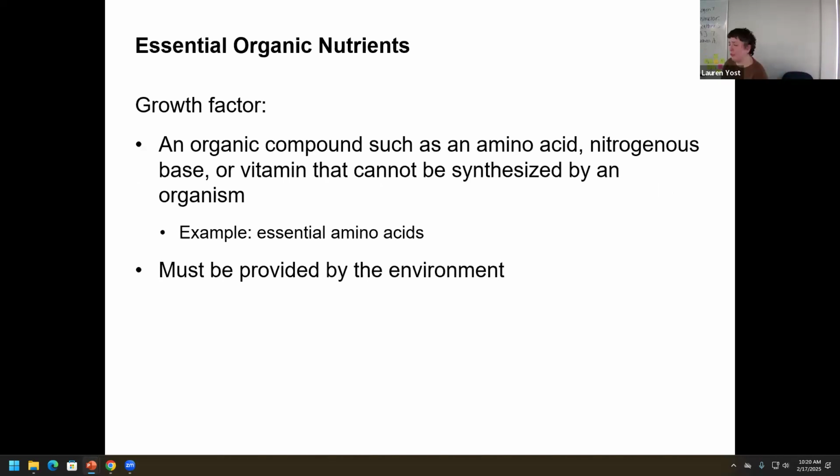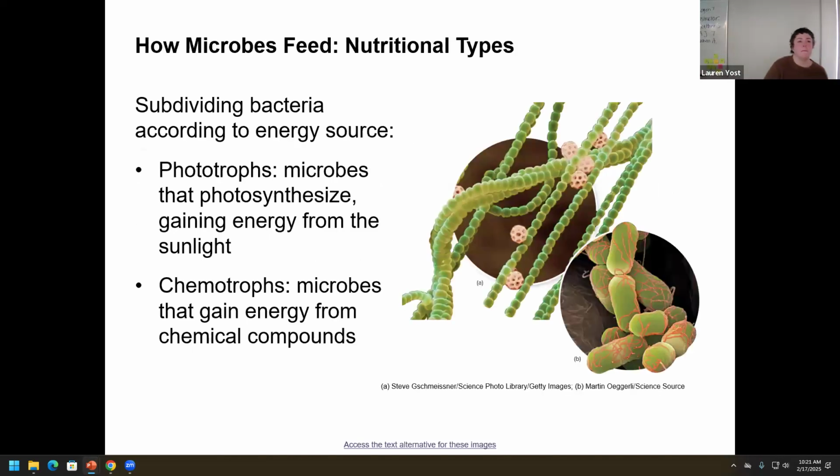Any organism, we've learned about growth factors a lot. So just to remind you guys, a growth factor is anything that has to be provided to that organism that they can't make for themselves. Like with us with vitamin C, we can't make vitamin C, so we have to have it provided to us in our diet. If you don't, then you get scurvy. So we have to have it provided in our diet. That's our growth factor. It has to be provided in the environment.